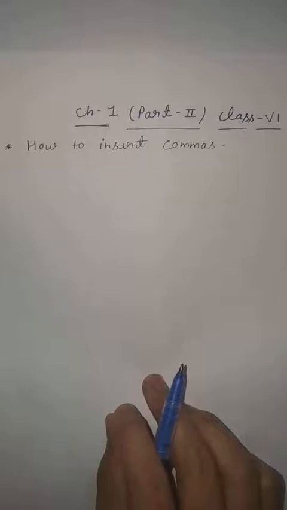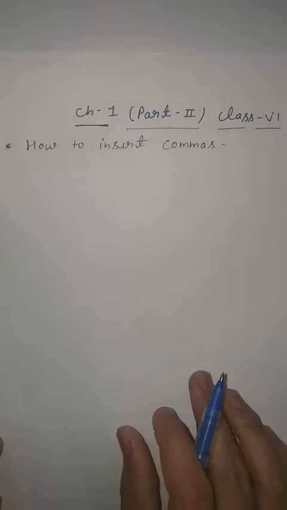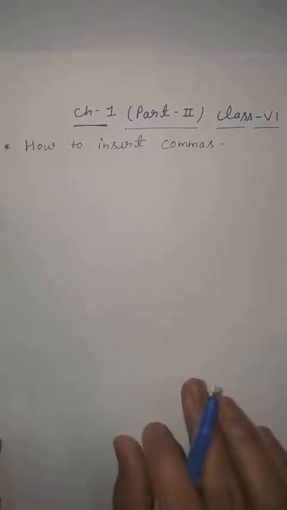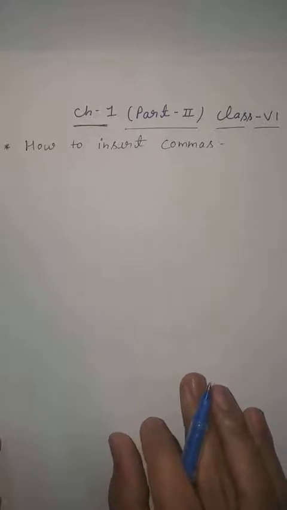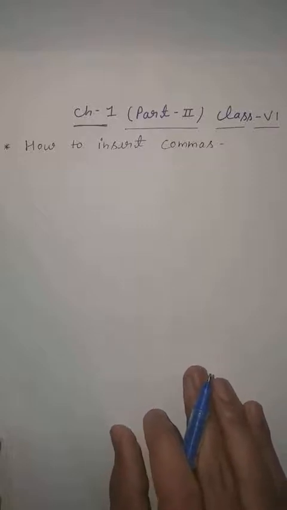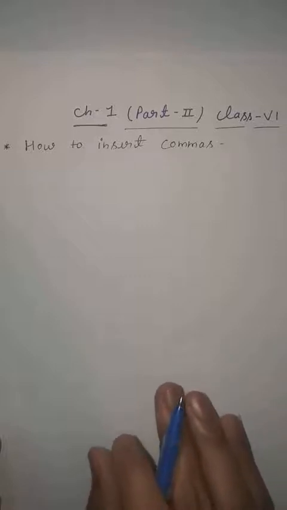Of chapter 1. And in this part, our first topic is how to insert commas. So, in this, we will discuss how to insert commas. There are two types of place value chart. You know that the first one is the Indian place value chart, and the second one is the international place value chart. In both systems, we will discuss how to put commas between the numbers.